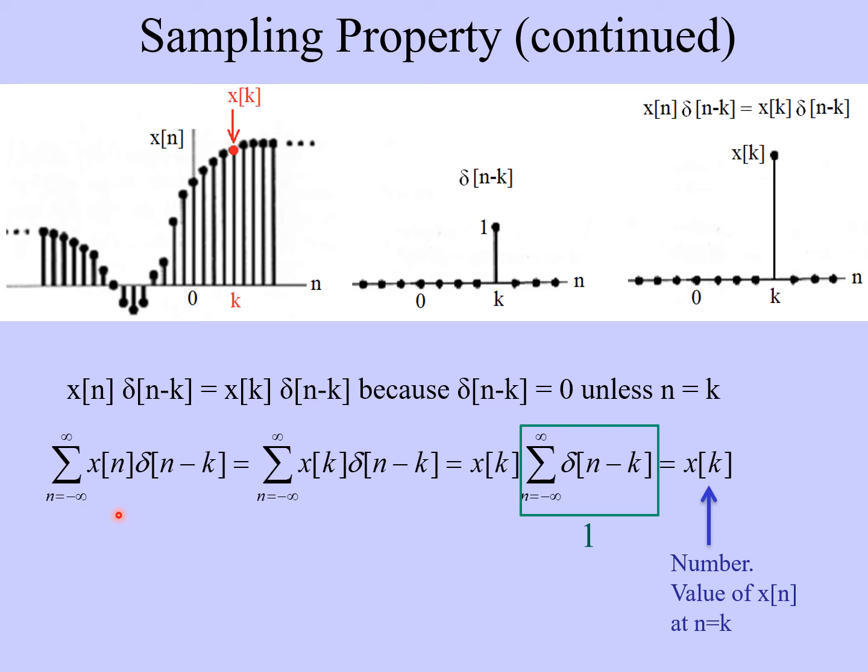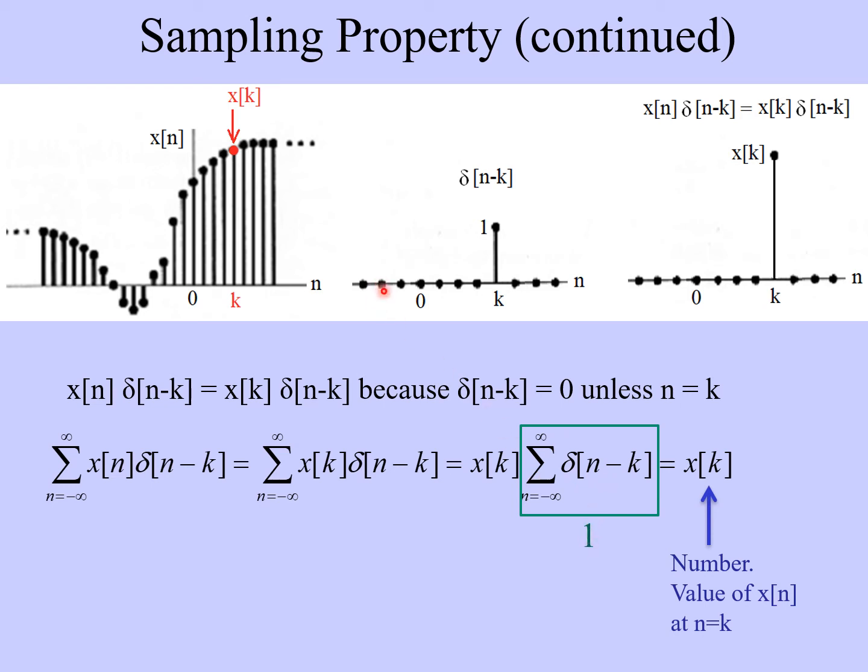So, doing the summation again, if we have the summation over all n of x of n times delta n minus k, well, this delta function here forces n to be equal to k, which is right here. And thus we can switch this x of n to x of k, and since x of k is a number and not a sequence, we can bring it outside of the summation, and we're left with the sum of the delta function, which has been shifted, but that's still equal to 1.